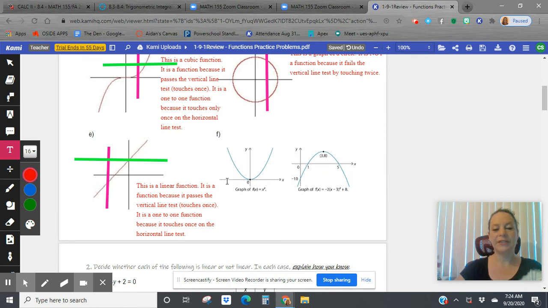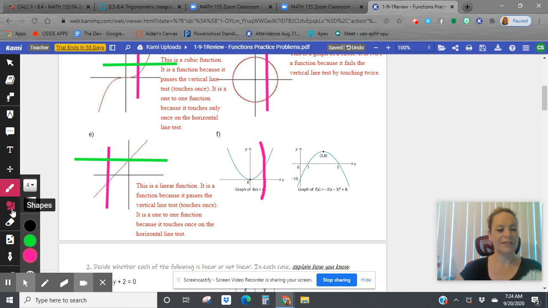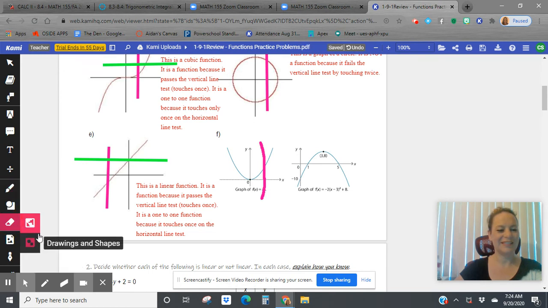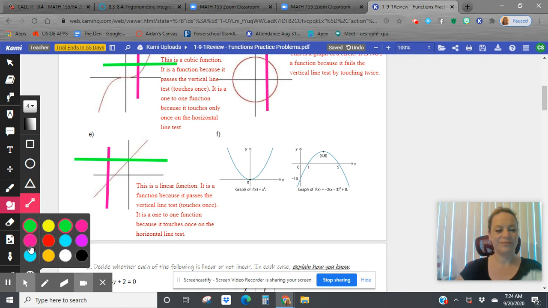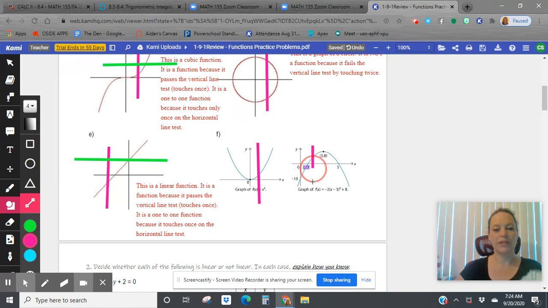Finally, we have these last two. One is a regular parabola, positive. One is a negative parabola, upside down. So let's see if these pass. Oops. So vertical line test touches once. Horizontal line test touches twice.